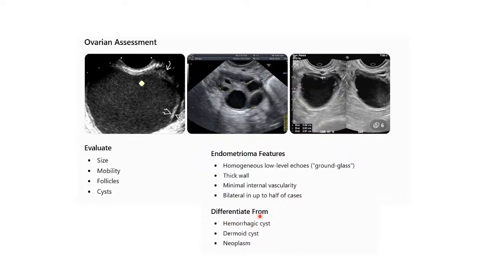So differentiate from hemorrhagic cyst, dermoid cyst, and neoplasm. You must pay due diligence so that you don't confuse them. So be very careful when you're assessing the ovaries to check for endometriosis so that you don't confuse an endometrioma for a hemorrhagic cyst, a dermoid, or a neoplasm, which is the cancer of the ovary itself.